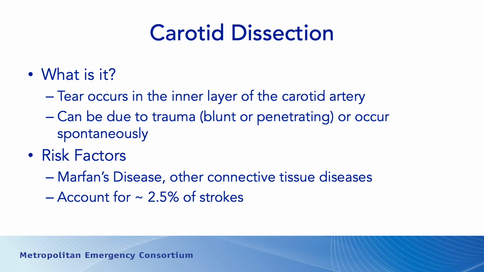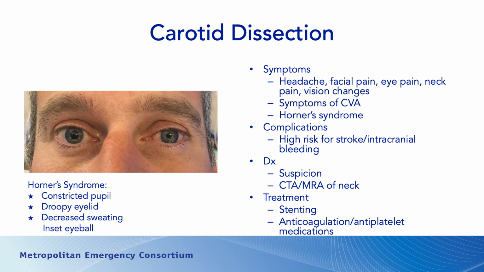So what are the risk factors? Well, there is blunt trauma, penetrating trauma. Those are pretty obvious. But other risk factors include Marfan's disease, which is a connective tissue disease, and other connective tissue diseases that are out there. And if you look at their prevalence, carotid dissections account for about 2.5% of strokes. So if you have a dissection of the carotid artery, there may not be adequate blood supply to the brain, and this could give you stroke-like symptoms in the area of the brain that is supplied by blood from the carotid artery.